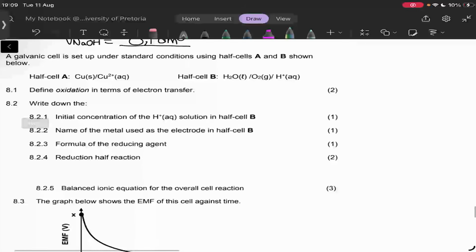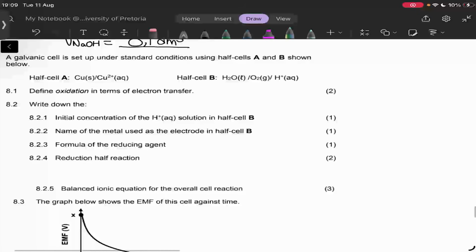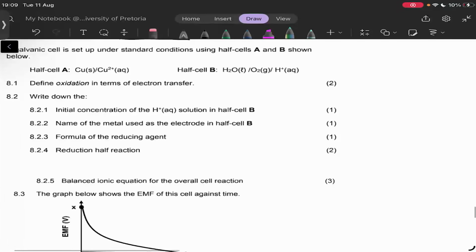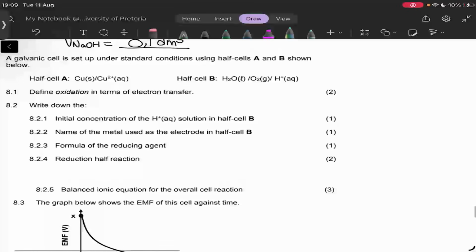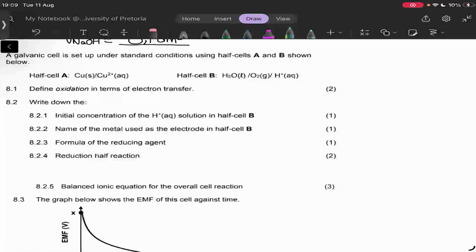Right, we are going straight into electrochemistry now. A lot of you think of electrochem as this intensely difficult topic, of which it really is not. Hopefully by the end of the session, we will be a bit clearer on that. We are told that a galvanic cell is set up under standard conditions using half cells A and B shown below. 8.1 asks us to define oxidation in terms of electron transfer.